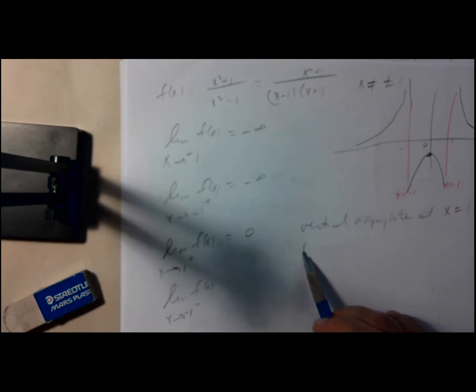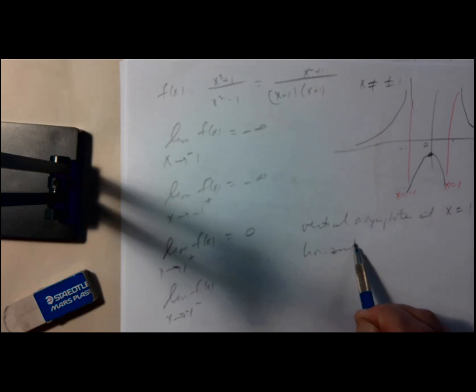And there's one horizontal asymptote. That's just the x-axis, the line y equals 0. The function is approaching 0 as you go to plus infinity or minus infinity.